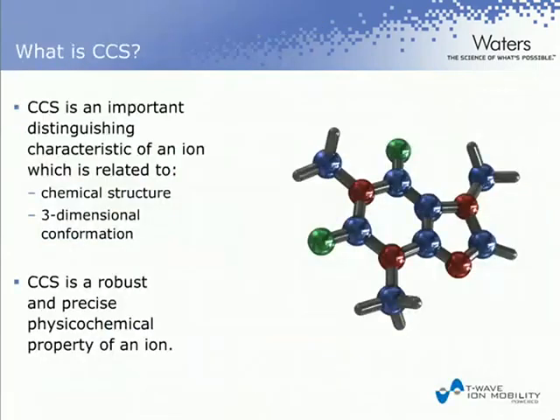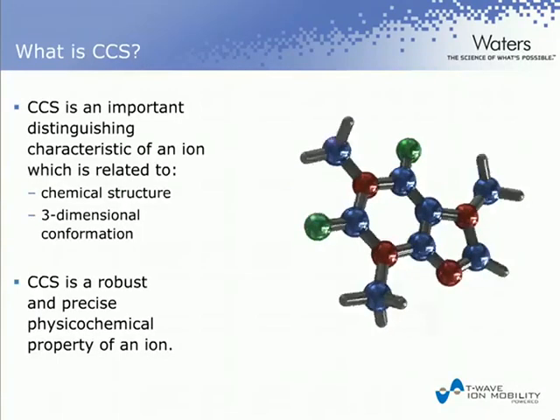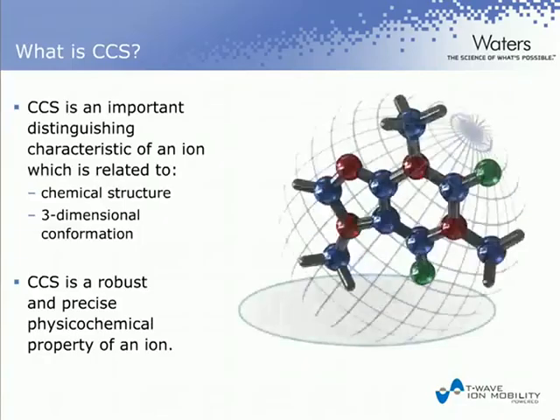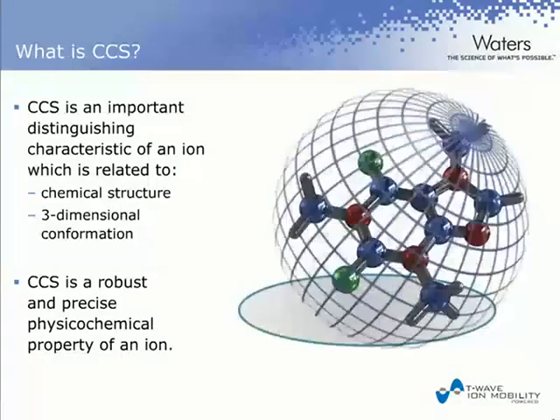So what is CCS? Well, collision cross-section is an important distinguishing characteristic of an ion, which is related to the chemical structure and its 3D conformation. It's robust and it's a precise physicochemical property of an ion.